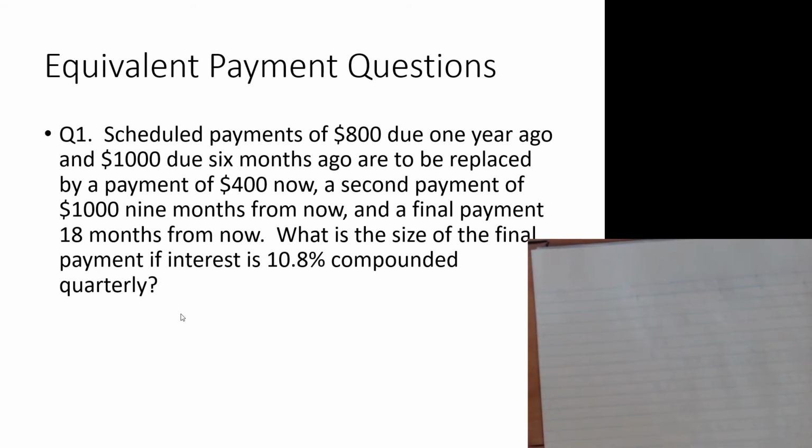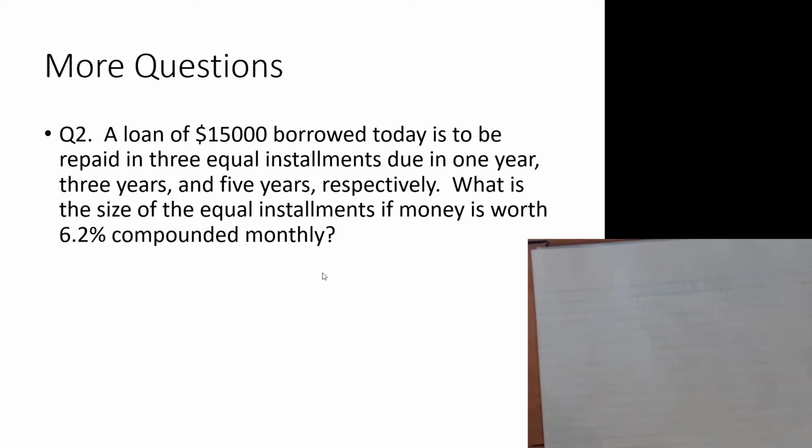Let's give question number 2 a shot here. So question 2, we have a loan of $15,000 borrowed today, is to be repaid in 3 equal installments, due in 1 year, 3 years, and 5 years respectively. What is the size of the equal installments if money is worth 6.2% compounded monthly? So now we have 3 unknowns, but they're all the same size, so they're all going to be X.